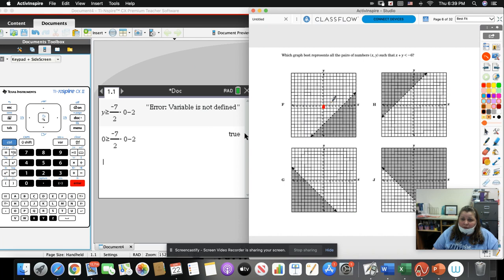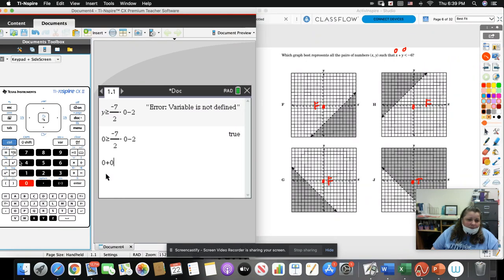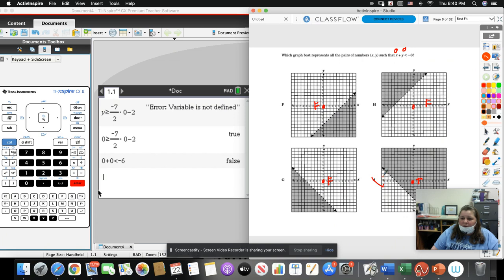So I'm going to go to this point 0, 0. These two are false. This one's false. And this one's true. So if I come here, in place of x and y, I'm putting 0. So I have 0 plus 0. Control equal gives me the symbols, less than, negative 6, enter, and it's false. So that means it's one of these three. So I've eliminated only one answer choice on this one so far.